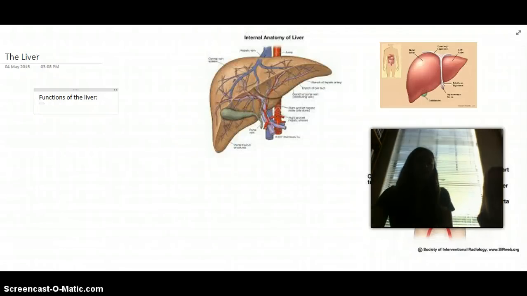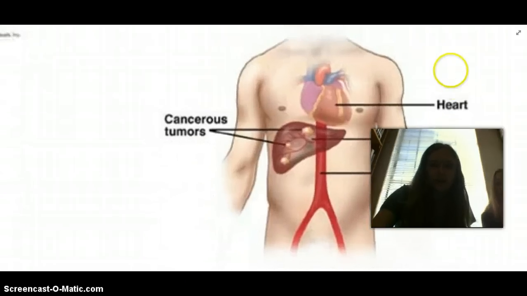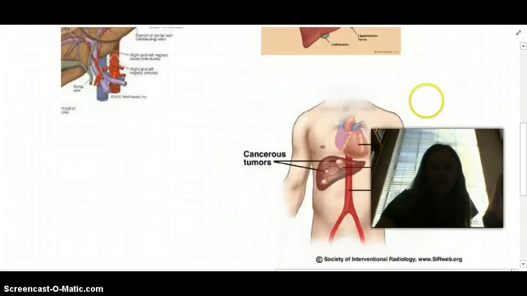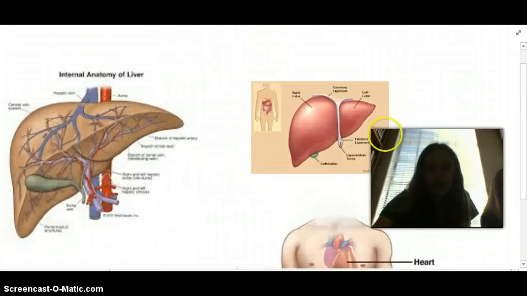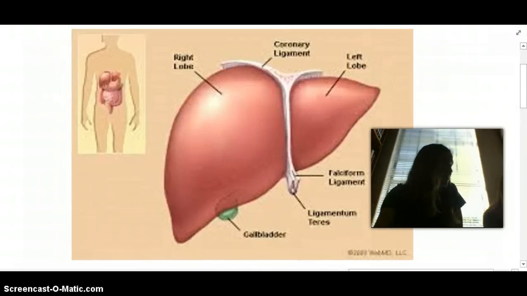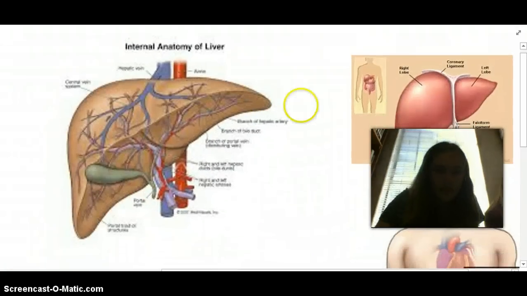Okay, so today we're going to talk about the liver. And in the body, this is where the liver is located, right underneath the heart. And this is what the liver looks like on the outside. It has 4 lobes. And this is the internal structure of the liver.